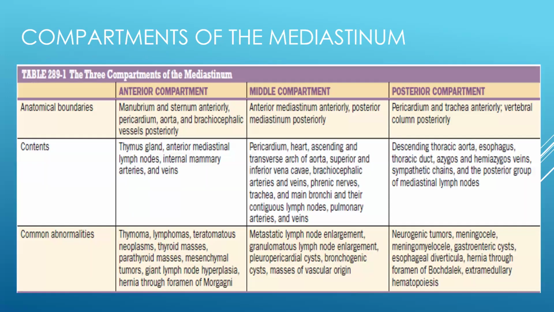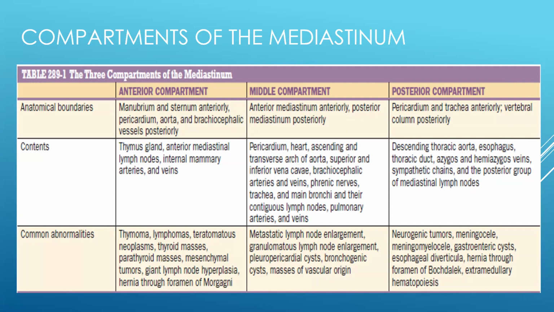Okay, so we've learned the anterior, middle, and posterior compartment, their boundaries, as well as their contents. So when you have a mediastinal mass, the first thing to do is try to place the mass into the different compartments. So is it coming from the anterior, the middle, or the posterior compartment?